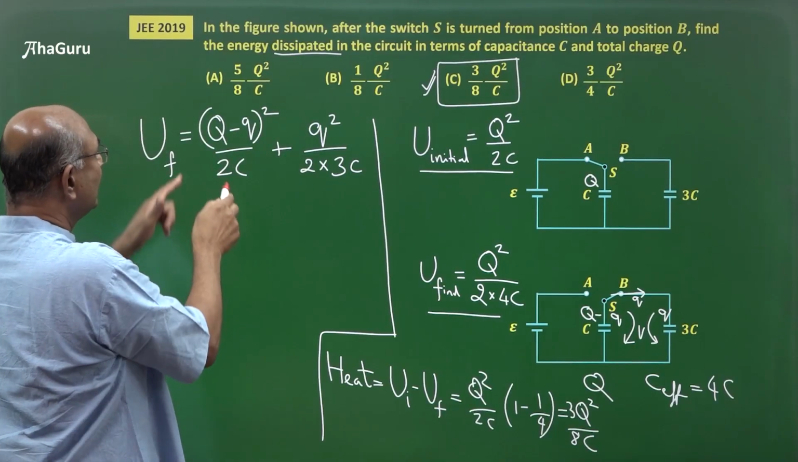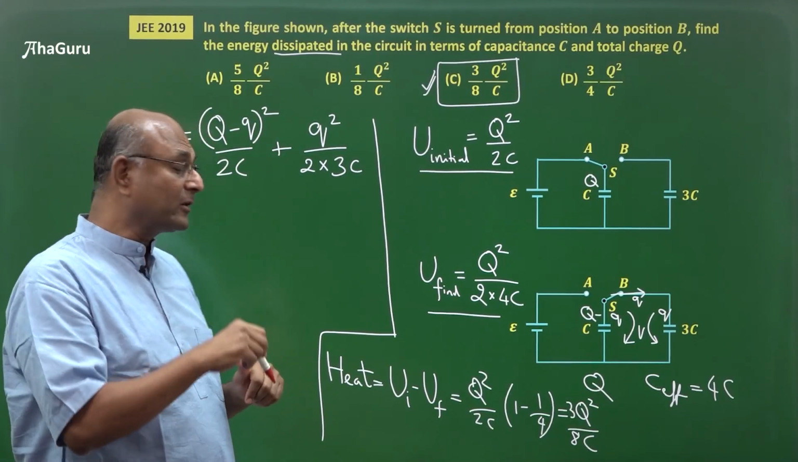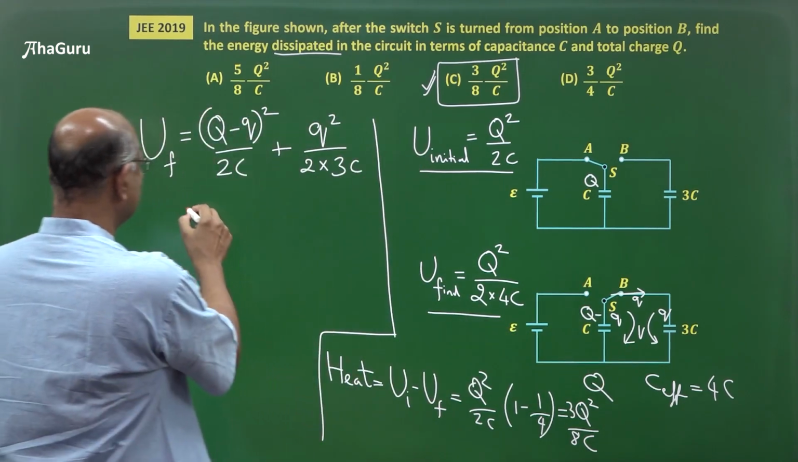If you do it like this is not enough. No, you can't solve it yet. So what do you have to do? You have to find out small q. How will I find out small q? You can say this potential drop equal to that potential drop, which I'll show you.